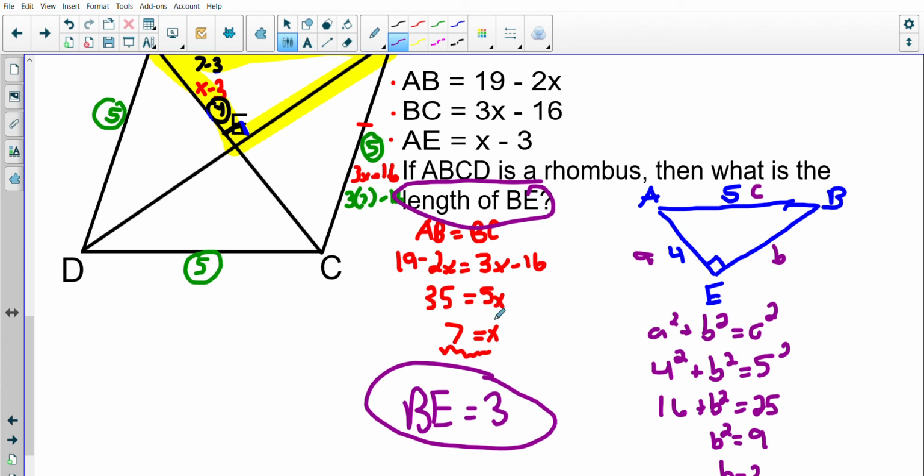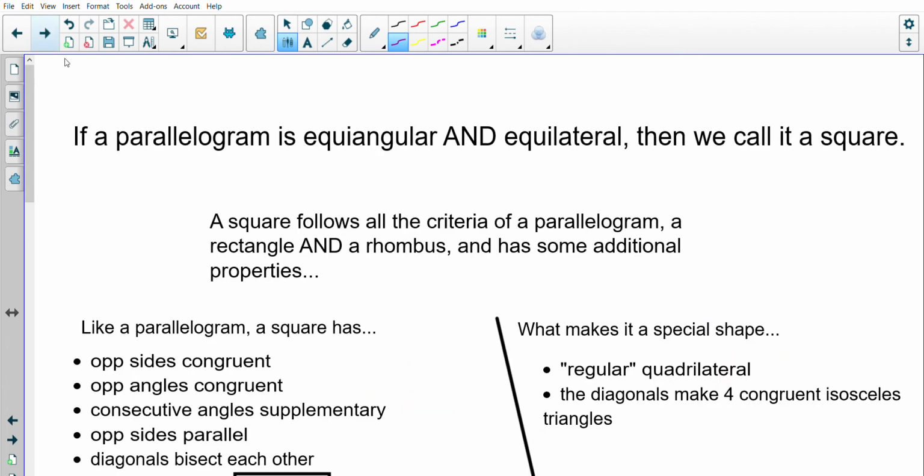Okay, so the last thing we have to talk about, we've talked about the differences between a rectangle and a parallelogram, and then the differences between a rhombus and a parallelogram. The last one we're going to talk about is a square. And there's kind of a lot to talk about in this one. There's a lot going on. So let's take a look.